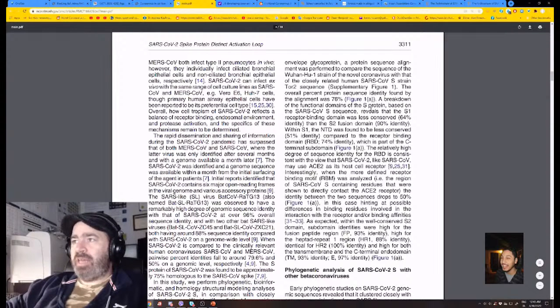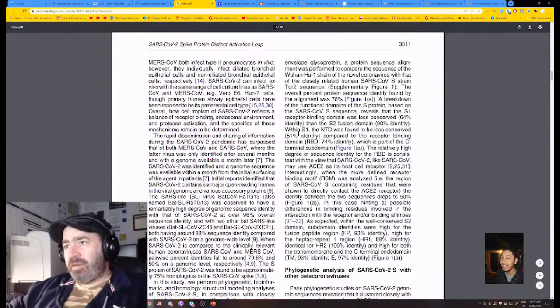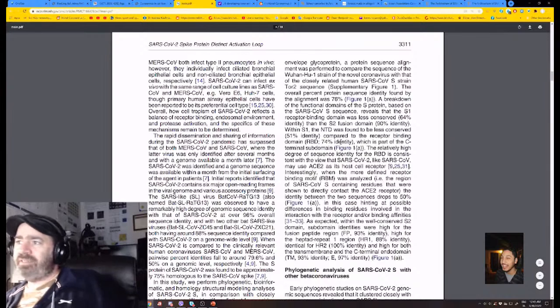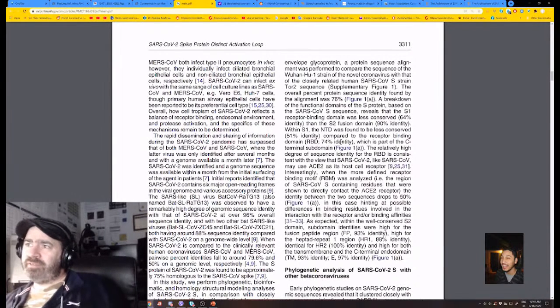The overall percent of protein sequence identity found by the alignment was 76%, figure 1. Breakdown of the functional domains of the S protein based on the SARS-CoV S sequence reveals that the S1 receptor binding domain was less conserved, 64% identity, than the S2 fusion domain, 90% identity. Within S1, the NTD was found to be less conserved, 51% identity, compared to the receptor binding domain, RBD, 74% identity.